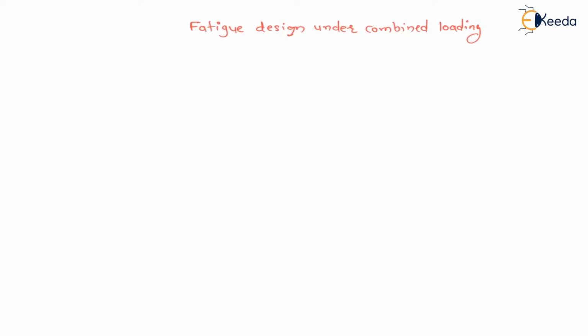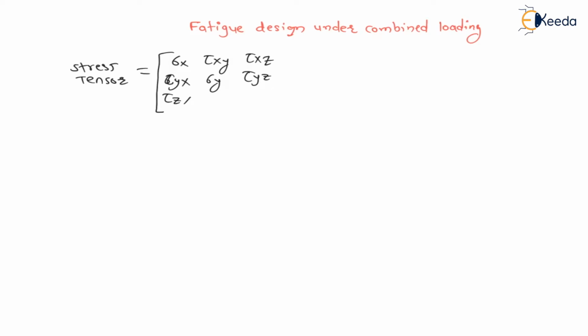Let us say, my dear students, the stress tensor at any point is written in the form of a matrix, which we have already defined in basics. It is written like sigma x, tau xy, tau xz, tau yx, sigma y, tau yz, then tau zx, tau zy, and sigma z. This is the 3D stress tensor.